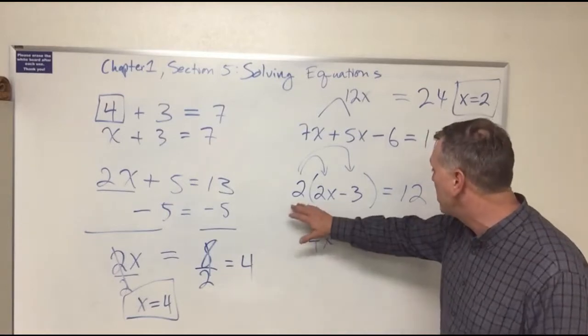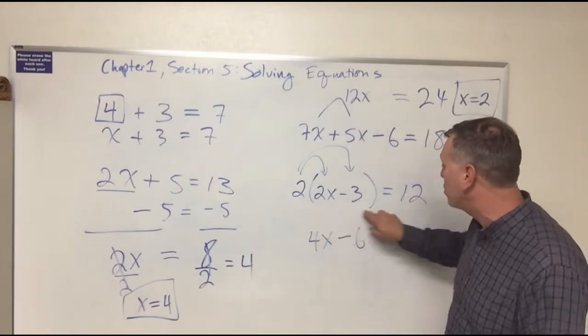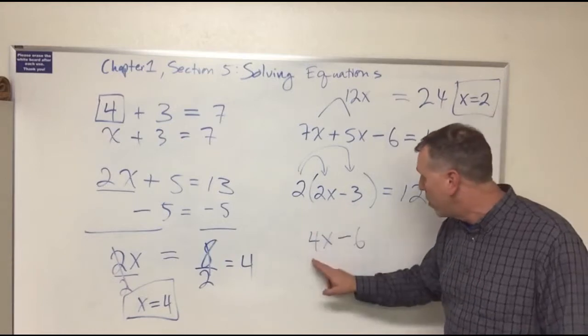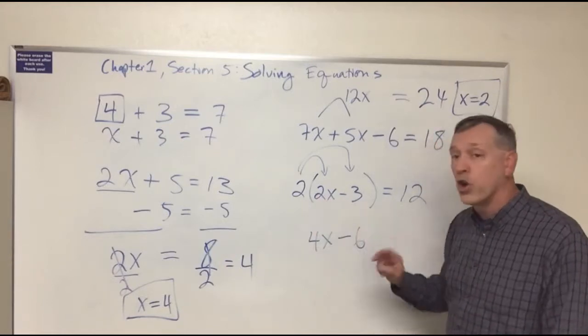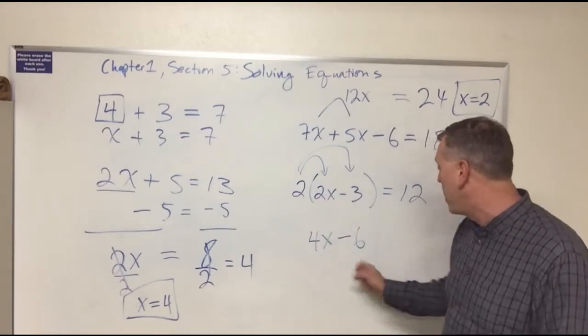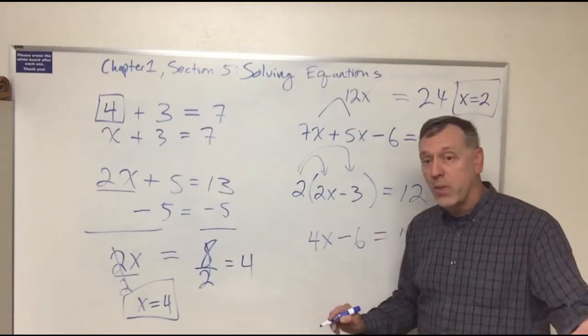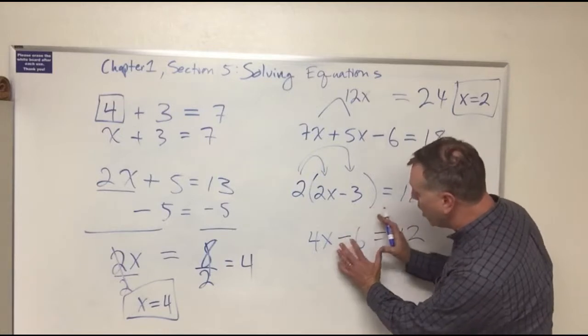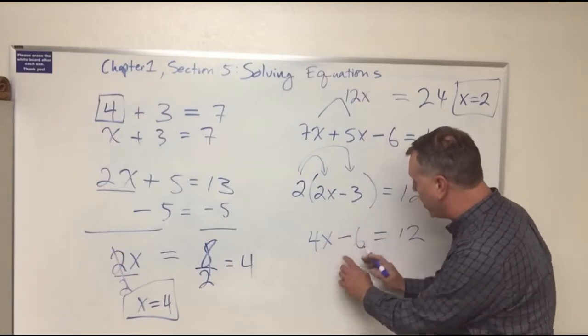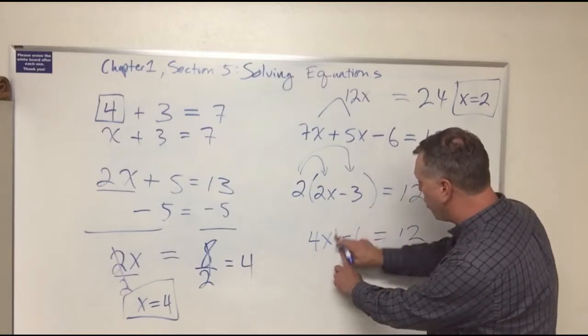Because this equation says the subject is 2 times this whole parentheses, in order to do that, you've got to multiply 2 times each term within the parentheses. So that's 4x minus 6 equals 12. Now again, to prevent telling mathematical lies, we're going to work from the furthest away from x and work toward it. So that means we need to get rid of this term here.